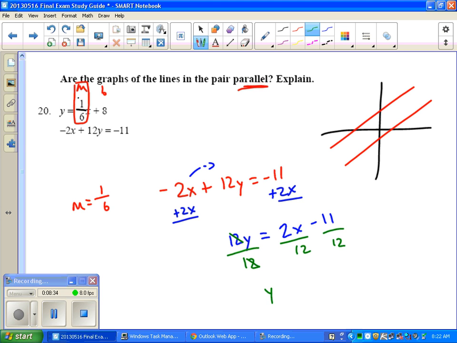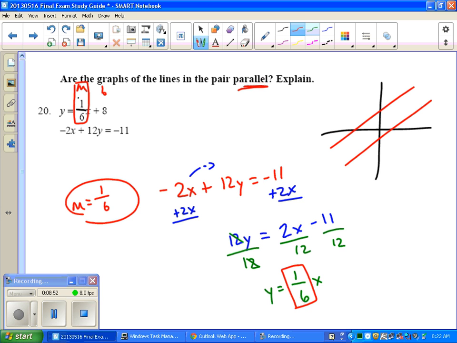This will cancel and leave you with just y equals 2 divided by 12, which the number 2 goes into. It becomes 1 divided by 6x. And without even going any further, we can see the m value already. We can see the m value is 1/6. That's what we were looking for, 1/6.